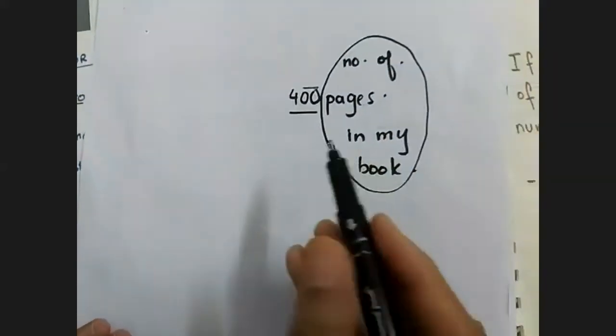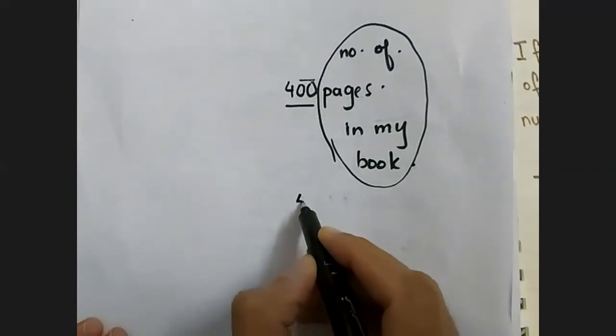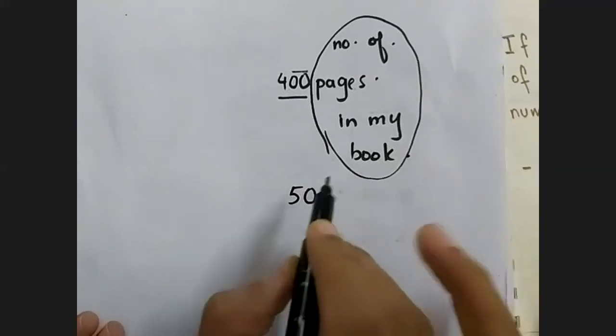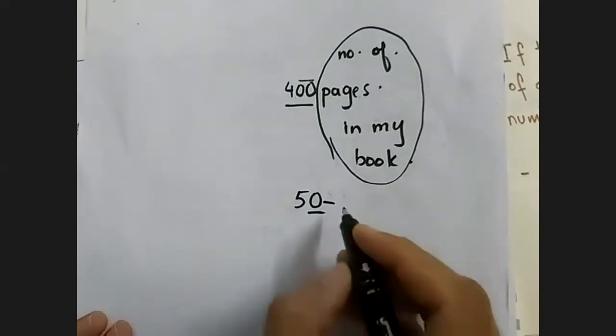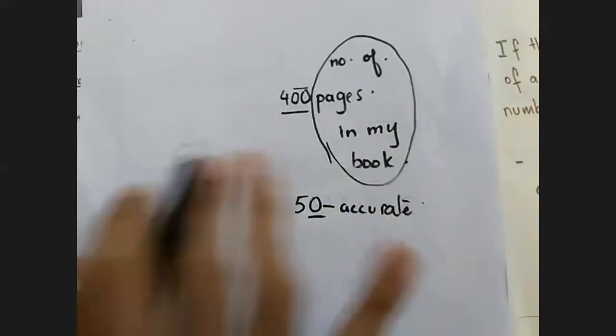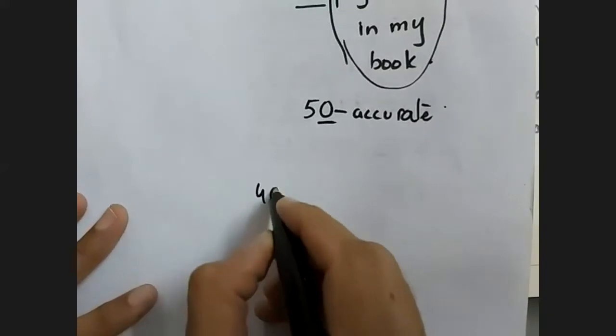For example, if I say that I will take exactly 50 students in my class, and I actually mean it, the zero is an accurate number. And if I don't tell you that these are the pages of my book, I just give you a random number, 400. That's it.